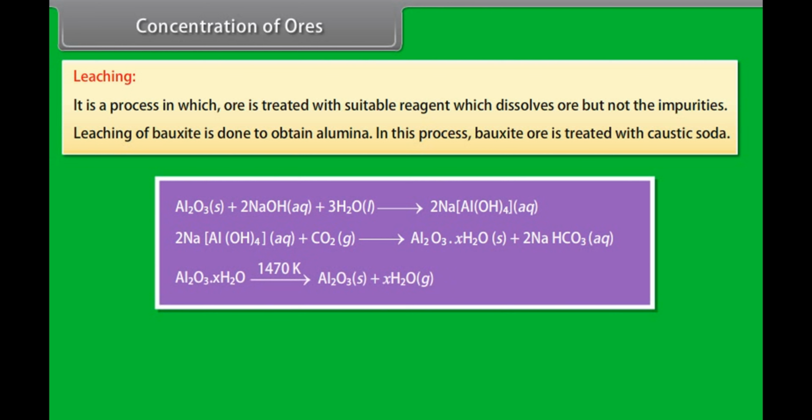The precipitate of Al(OH)3 is filtered, dried, and finally heated to about 1470 Kelvin to obtain pure Al2O3. Magnetic separation.